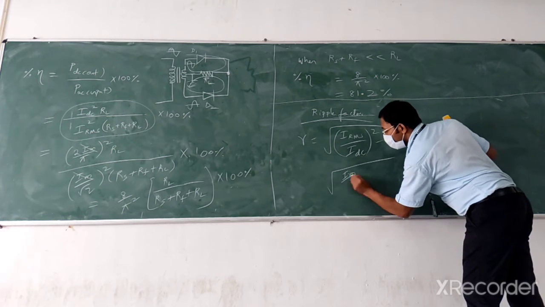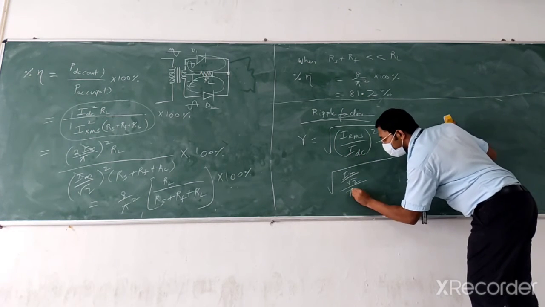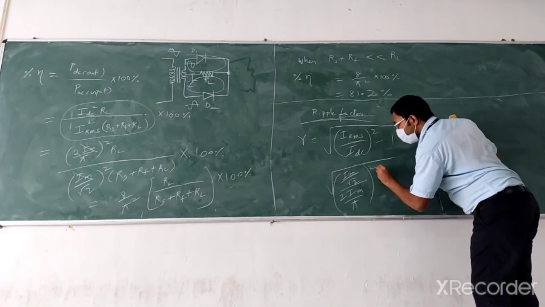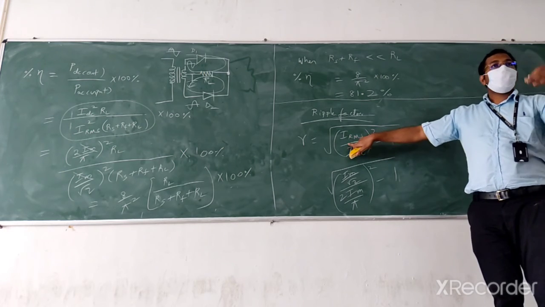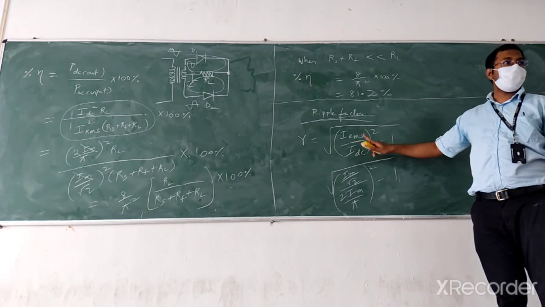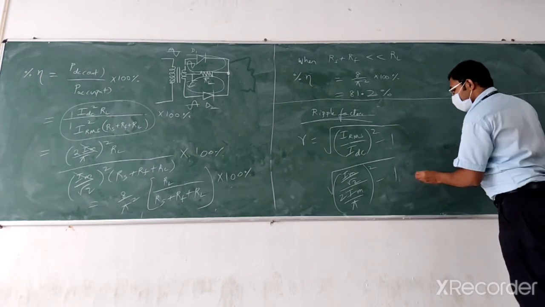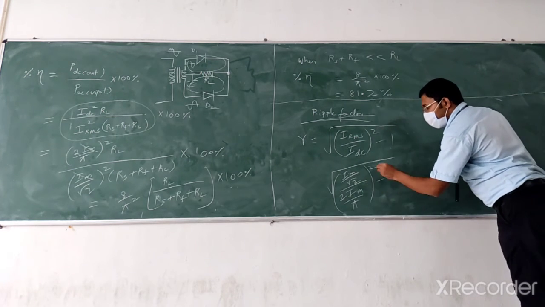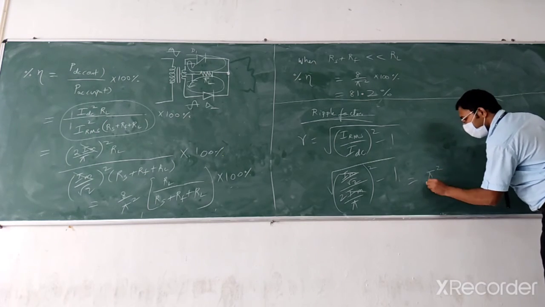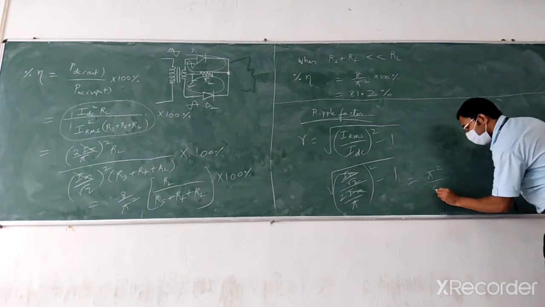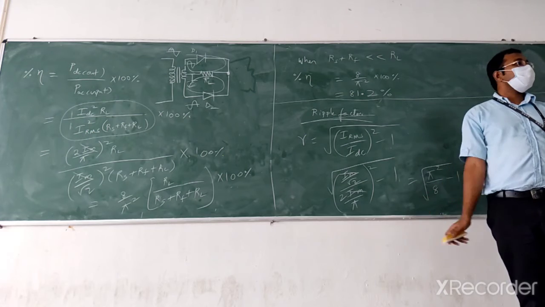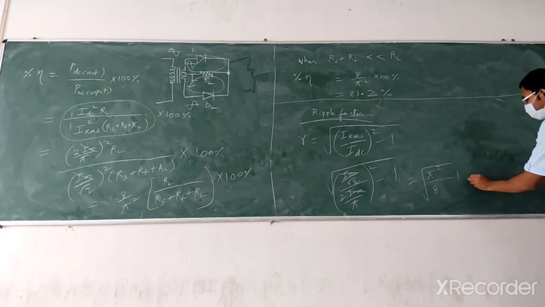Im by root 2. IDC? 2Im by pi, whole square. Just now in the previous few steps we have done IRMS. Earlier we have done IDC. So if you simplify this, Im square will cancel. Pi square by 8 minus 1, isn't it? How much are you getting? 0.48.